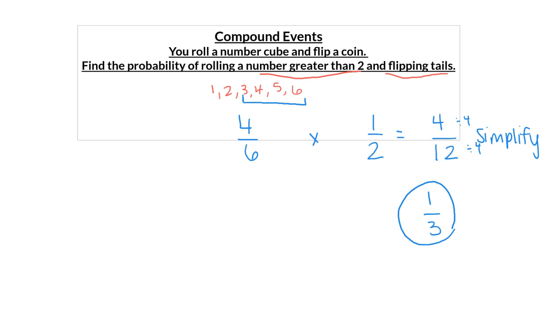To make things a little bit easier, what we could have done over here with the number greater than 2 is notice that the probability 4 over 6 could have been reduced to 2/3. So we could have also multiplied 2/3 times 1/2, gotten 2 over 6, and still simplified to 1/3. So notice that you can simplify as you go or simplify at the very end.